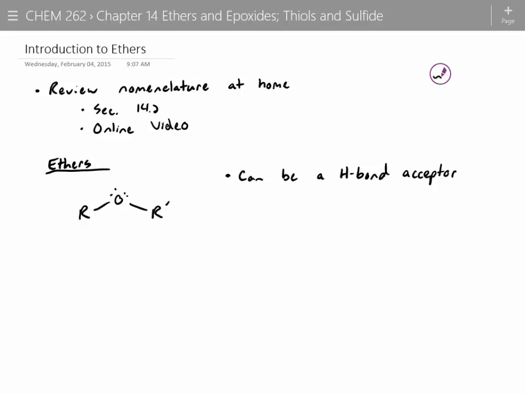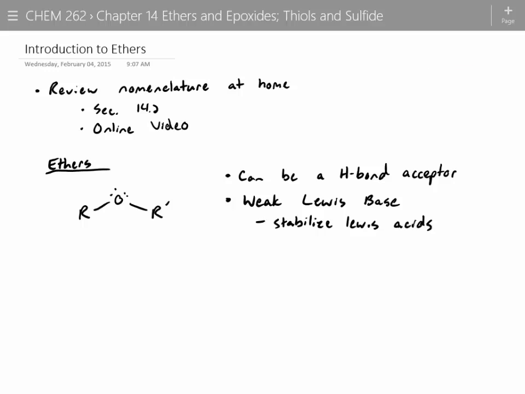Along these same lines, it can be a weak Lewis base. So if we think all the way back to our acids and bases section, a Lewis base is something that donates electrons. In this case, the lone pairs can be weak electron donors. And in this case, it's particularly important because it can stabilize Lewis acids.